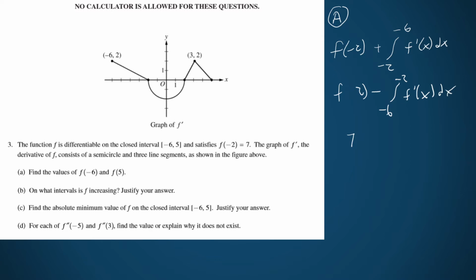Add a little bit more space here so I can show what this actually is. This is f of -6 that I'm solving for, f of -2 minus that value. So f of -6 is equal to 7 minus 4, which is 3. But we also need to find f of 5.